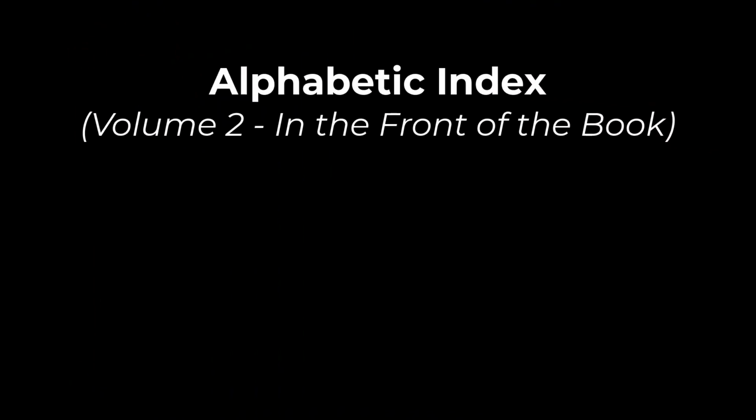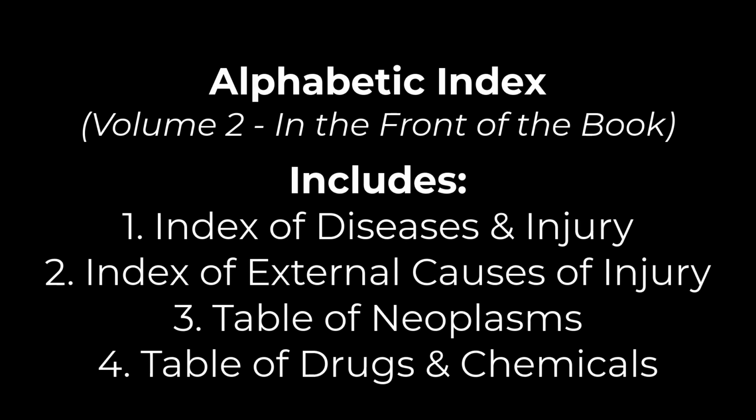So the alphabetic index is going to include your index of diseases and injury, your external cause, neoplasm table, and your drug and chemicals table. If those things are not tabbed, tab those now. Don't go any further. Go tab those because you're going to need them, and they are very important.